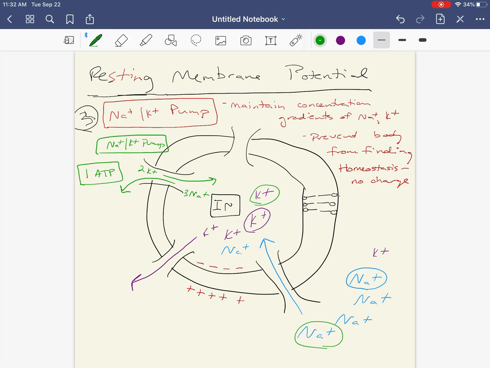I've put a link to the YouTube video that I showed you in lecture that shows this pump operating. You need to know the specific numbers. Pumps 3 sodium out, 2 potassium in per 1 ATP molecule. Why is it that the numbers are different? Why is it 2 potassium and 3 sodium? Because this further helps us maintain negative on the inside, positive on the outside. By pumping only 2 positive in, but 3 sodium out, we're pumping more positive out. It helps the outside stay more positive relative to the inside, which is actually what we want.